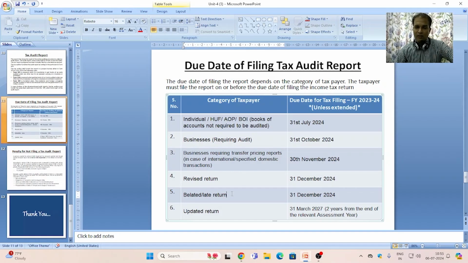Next category, belated return or late return. In this case, belated returns should also be submitted by 31st December 2024.